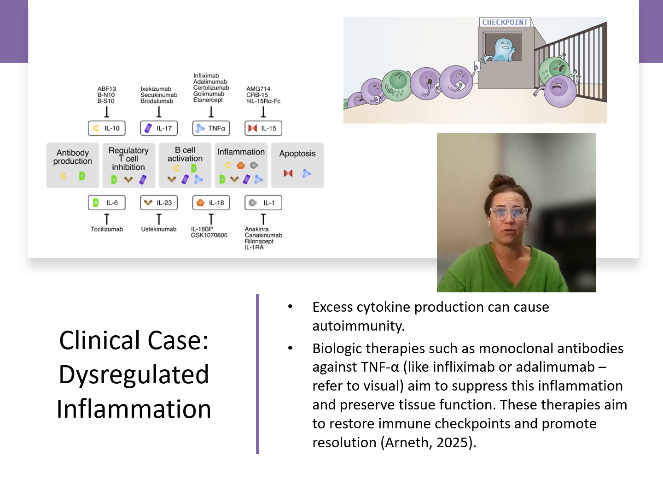Autoimmune diseases like rheumatoid arthritis or lupus involve the immune system attacking self-tissues. Here, chronic inflammation is driven by cytokines like TNF-alpha, IL-6, and IL-1 beta. These mediators promote tissue destruction, particularly in joints or connective tissue. Biologic therapies, such as monoclonal antibodies against TNF-alpha, aim to suppress this inflammation and preserve tissue function. These therapies highlight the precision possible when we understand the immune signaling.